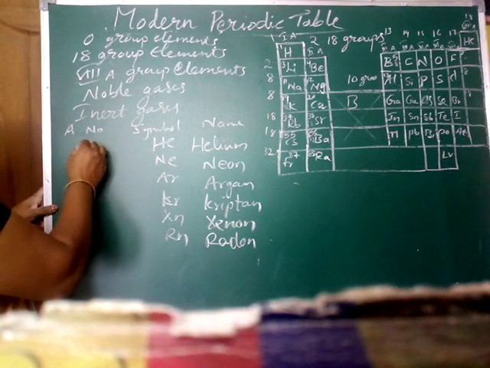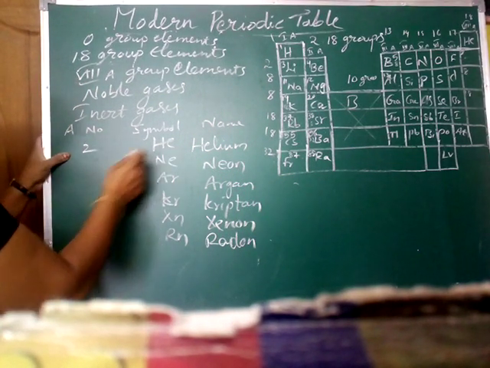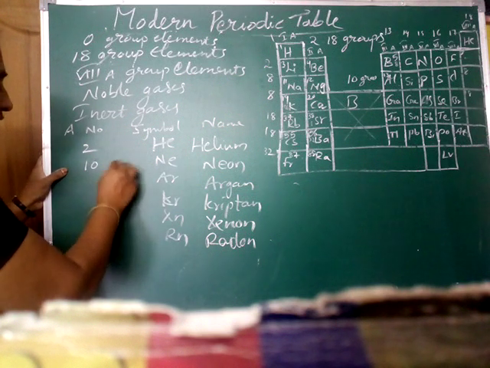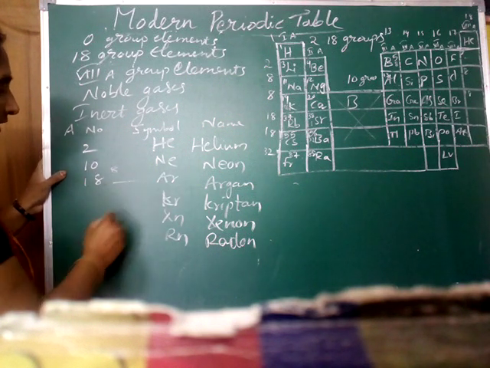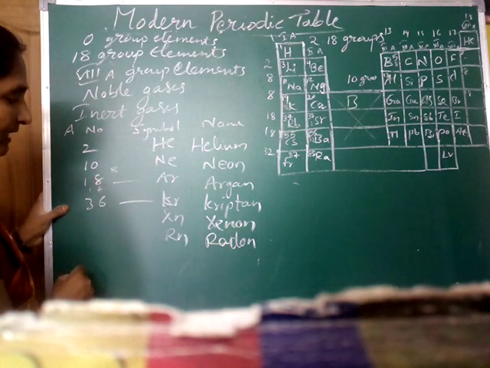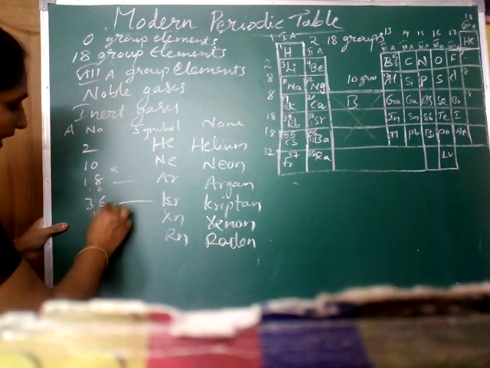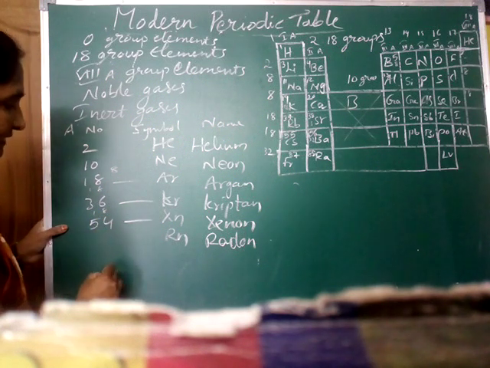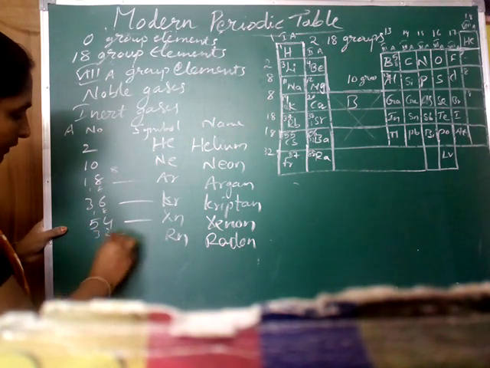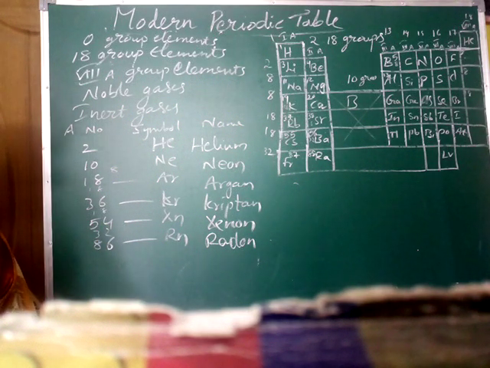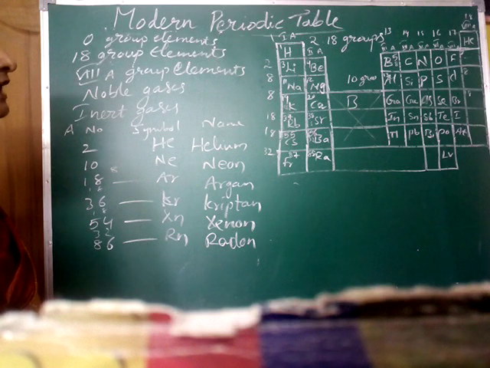2 is the atomic number of helium. Then 10 is the atomic number of neon. Then you add 8 to this one, 18 is the atomic number of argon. Again add 18, 36 is the atomic number of krypton. Then add 18, 54 is the atomic number of xenon. Then add 32, 86 is the atomic number of radon. This is about the 8th A group elements.